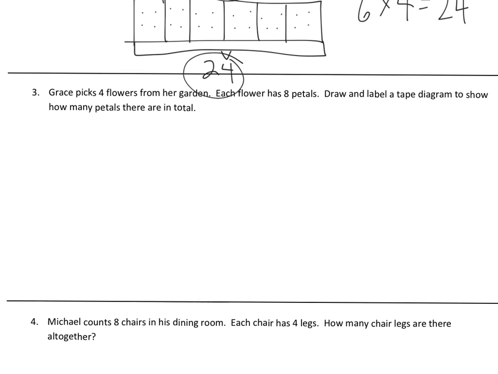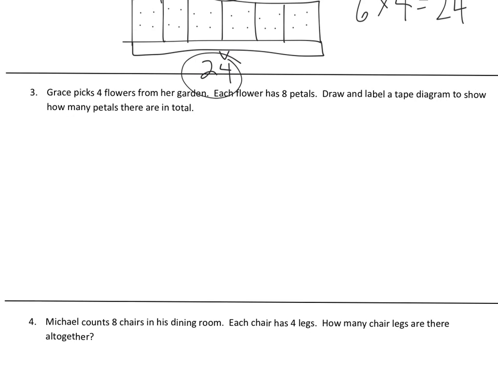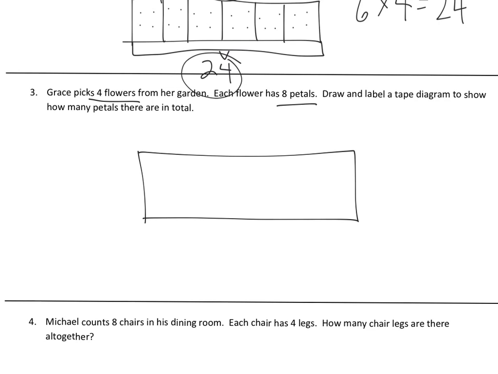Problem 3. Grace picks 4 flowers from her garden. Each flower has 8 petals. Draw and label a tape diagram to show how many petals there are in total. So we have to draw a tape diagram, so we'll start with our rectangle. I know that I have 4 flowers, and each flower has 8 petals. So let's think about our groups. Are there petals on flowers or flowers on petals? There are petals on flowers, so my 4 flowers are my 4 groups. And that means that there are how many in each group? 8.